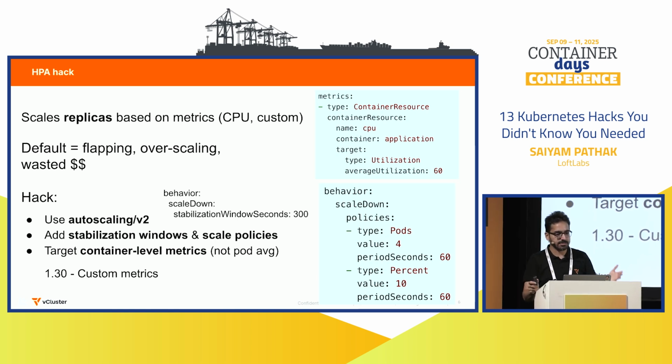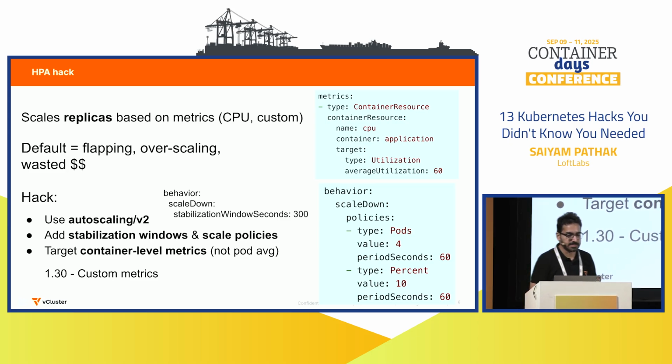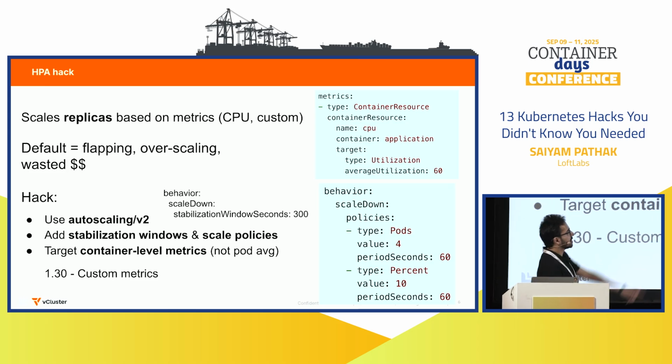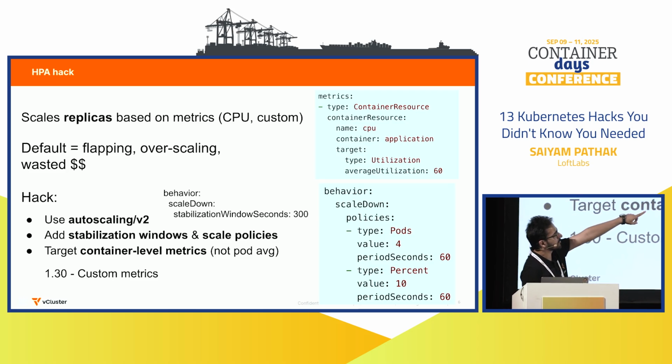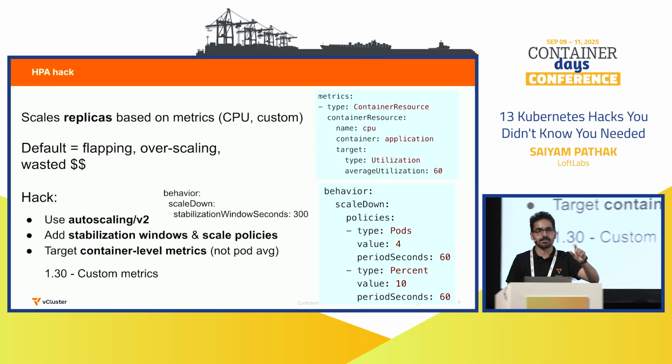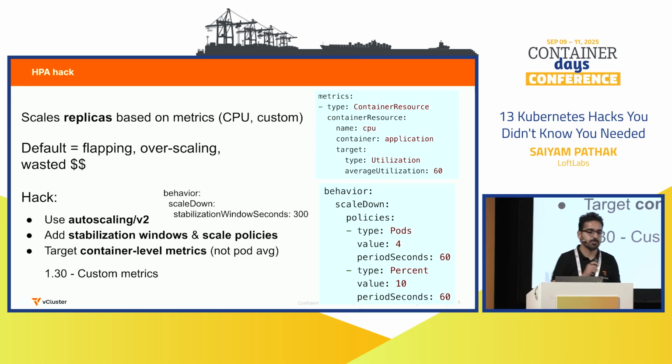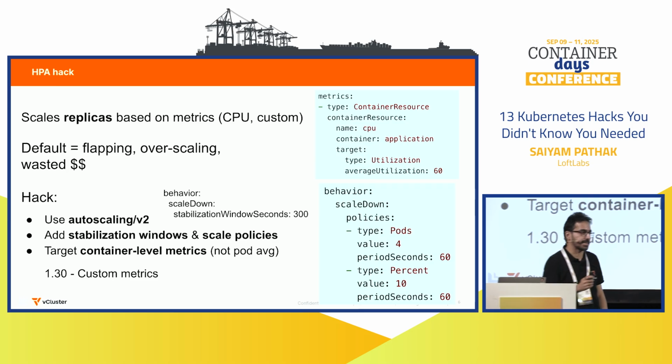Also, there is another thing which got introduced in Kubernetes 1.30, which was container resource metrics. You can specify container-level metrics, the top right over there. So container resource CPU, and you can give the target utilization per container inside a particular pod where you want to do the scaling.